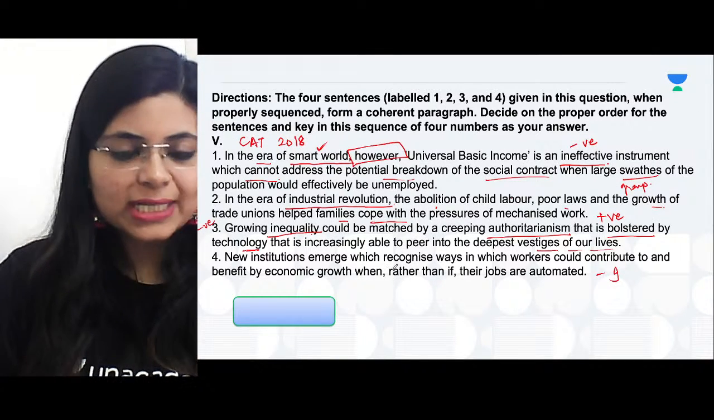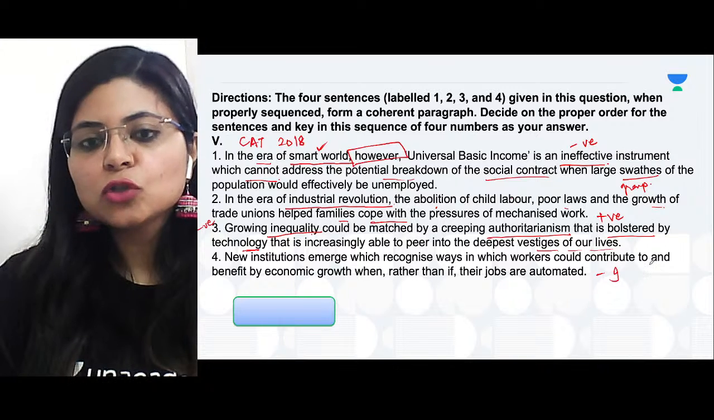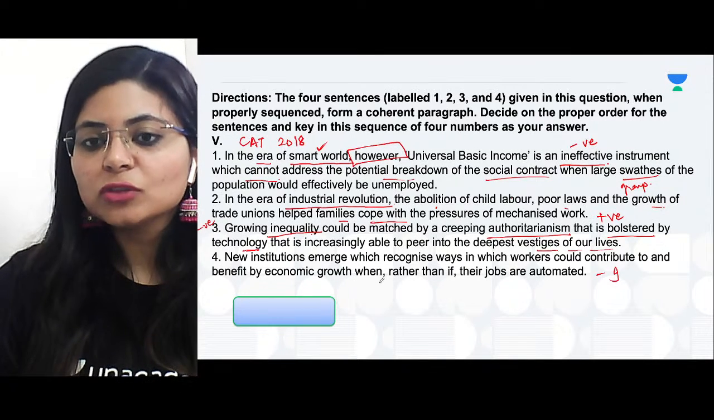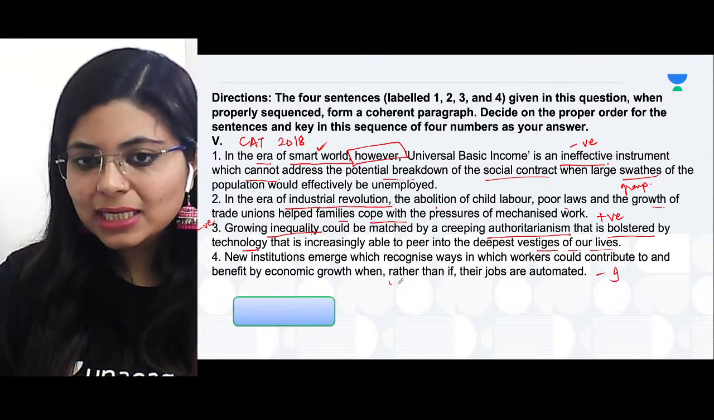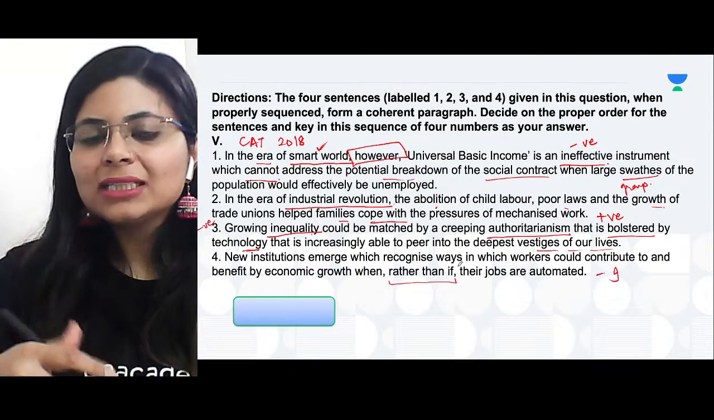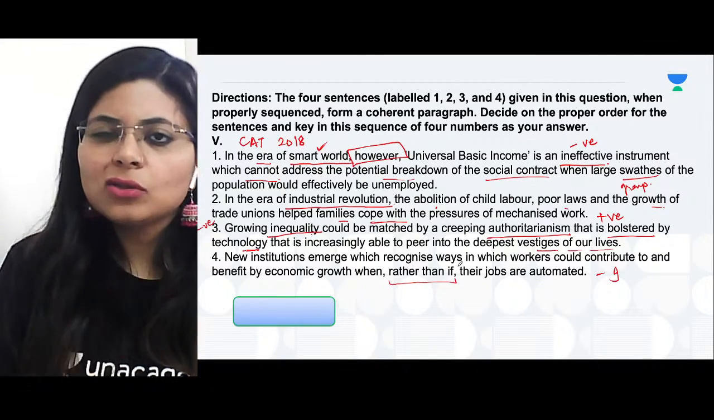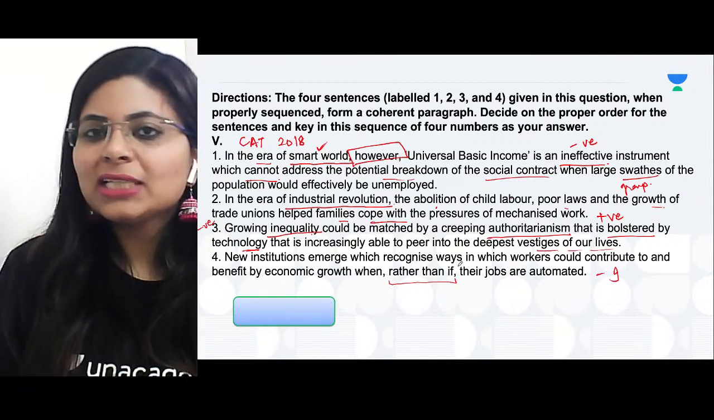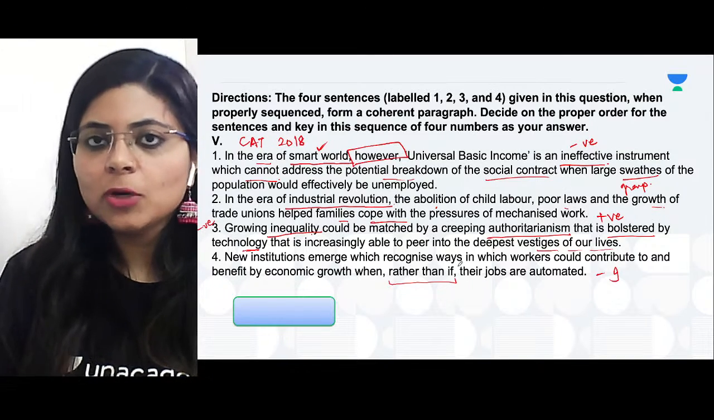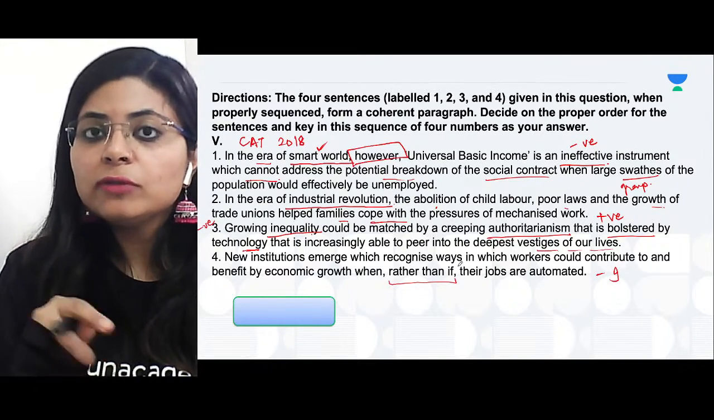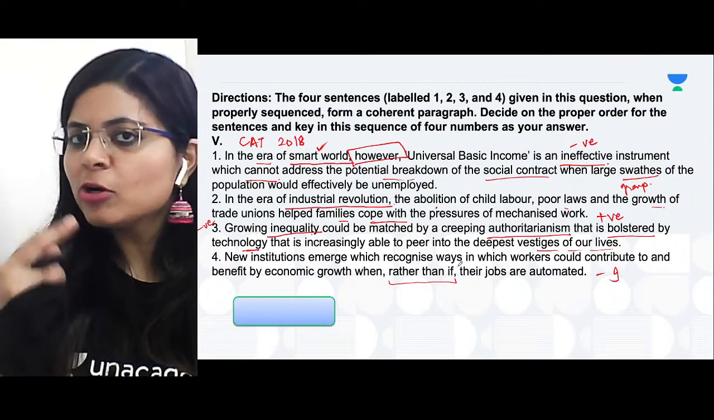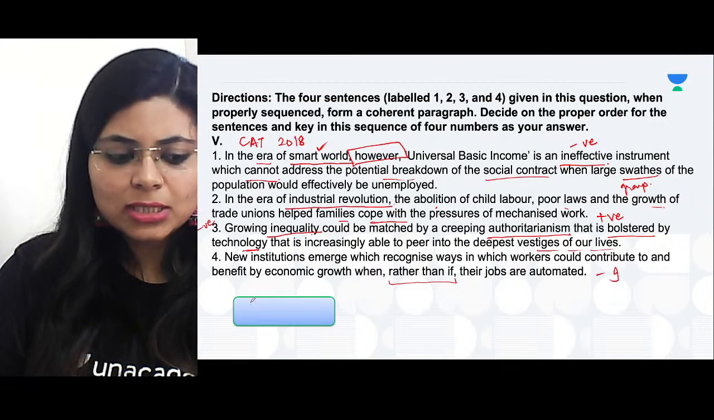New institutions emerge which recognize ways in which workers could contribute to and benefit by economic growth when their jobs are automated. This is redundant. ये तो अभी बात ही नहीं है कि if the jobs will get automated. We all know that jobs will get automated. You might not need a teacher tomorrow. There will be a robot teaching you. The thing is that what do we do when that happens? It's not about if that happens anymore. So 4 is the introduction.